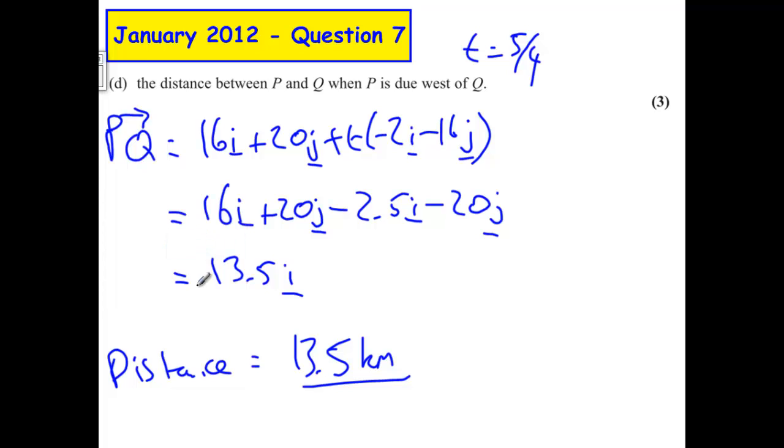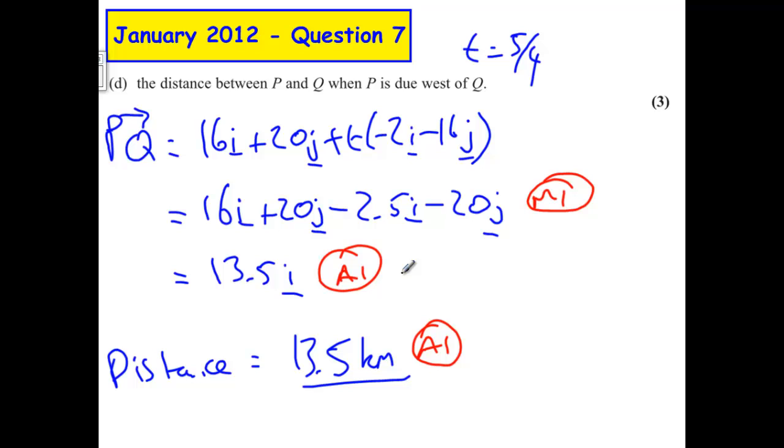Now where the marks are allocated here, for substituting your value of time into a general expression for PQ, you get a method mark. For getting the general vector equal to 13.5I is an accuracy mark, and knowing that the distance, therefore the magnitude of this vector, is 13.5 kilometers, that's your 3rd accuracy mark. And by doing a slightly longer, slower method in part C, that sets us up really nicely to just substitute straight in part D, and that's where the 3 marks are allocated.